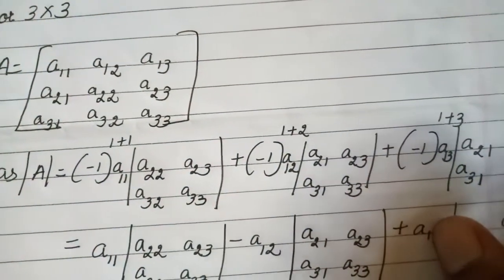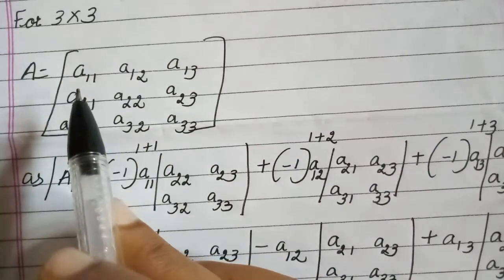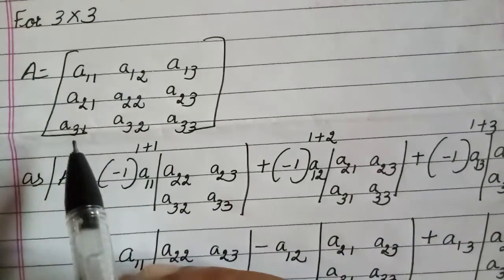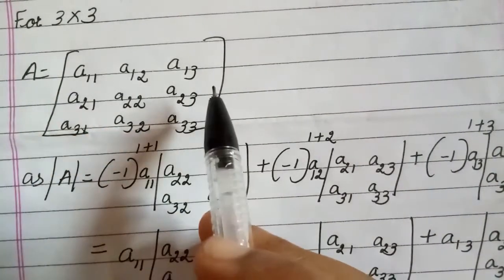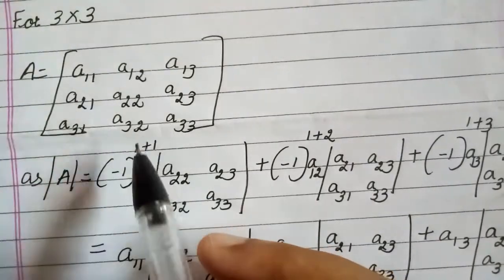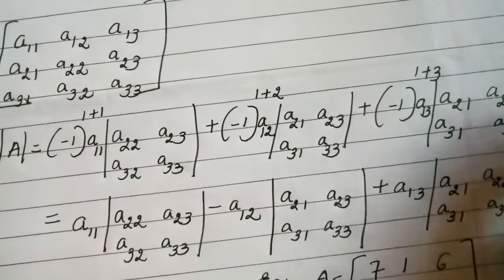Now for a 3 cross 3 matrix also we have a ready-made formula. You know how the 3 cross 3 matrix is written: A11, A12, A13, A21, A22, A23, A31, A32, A33. That means first row, first column, second column, third column; second row, first, second, third column; third row, first, second, third column. Now just carefully look at the formula, children.